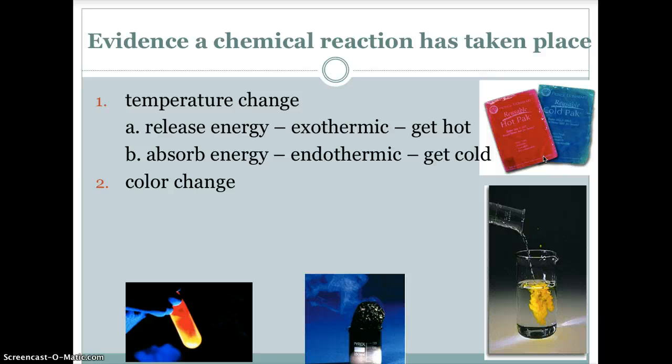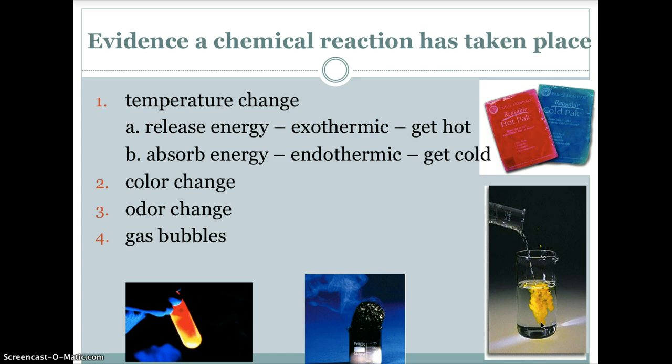Color change is a really good example. Like this one down here, you can see the yellow showing up, but you have to be careful, because not all chemical changes will have color changes, and not all color changes are chemical reactions. So be careful with that one. An odor change, when you'll get a smell, burning tends to give different smells.